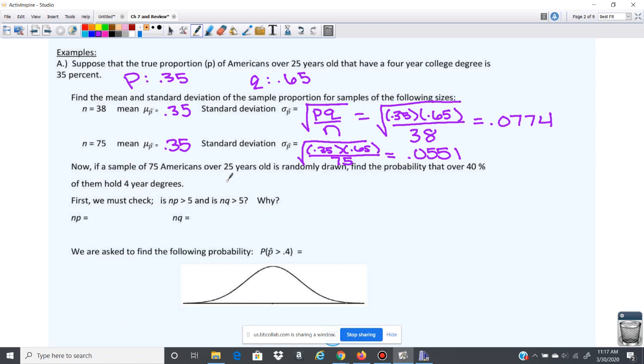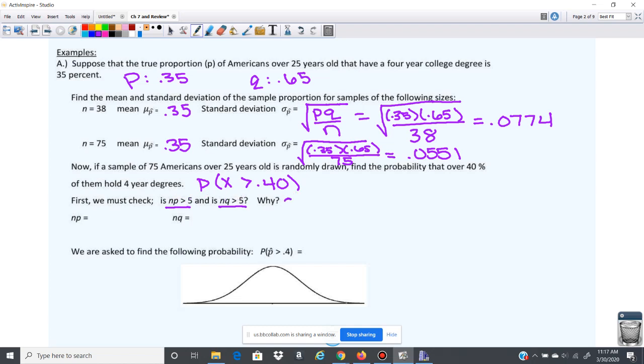All right, now the next one, we're going to do a problem. If a sample of 75 Americans over 25 years old is randomly drawn, find the probability that over 40% of them hold 4-year degrees. So we want to find the probability that more than 40% of the population in this sample of 75 Americans have a 4-year degree. There's one little thing that we check for this. This won't be required in your homework, but in a real statistical study, we do want to check this: the sample size times p is greater than 5, and the sample size times q is greater than 5.